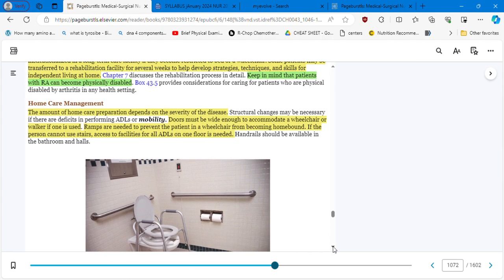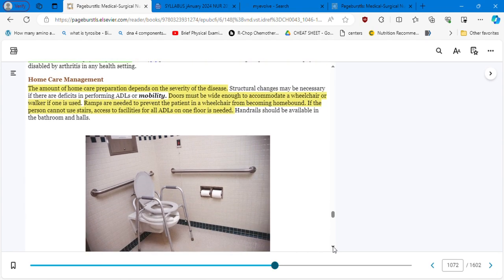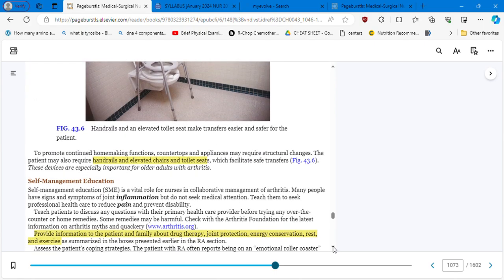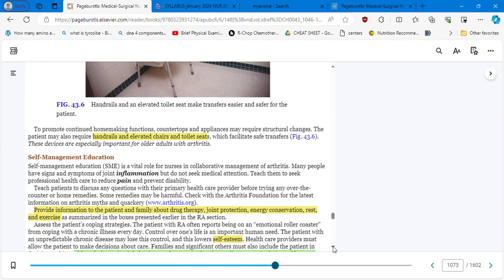Home care management: basically we need to focus on accommodating and preparing the house for a wheelchair or a walker. We need to put in ramps if necessary, and if the patient's financial situation supports those changes, right? And also don't forget the handrails and elevated chairs and toilet seats.